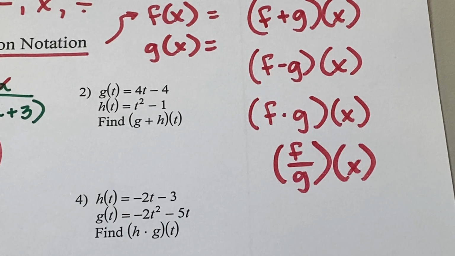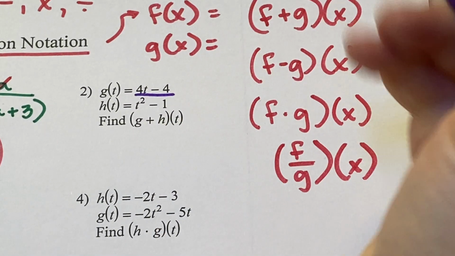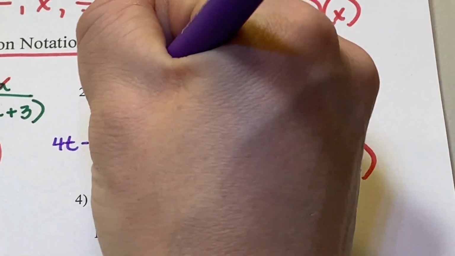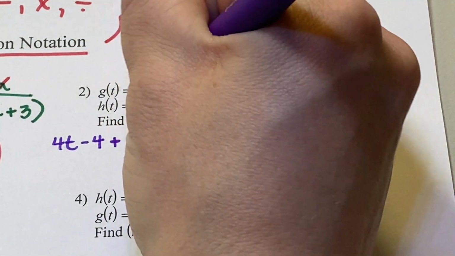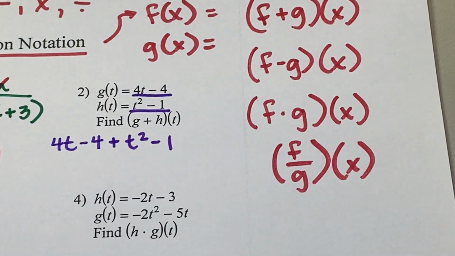We're asked to add them, okay? And that's not too hard. So what we're going to do is take g of t and add it to h of t. So we have g of t is 4t minus 4. We are adding it to h of t, t squared minus 1.